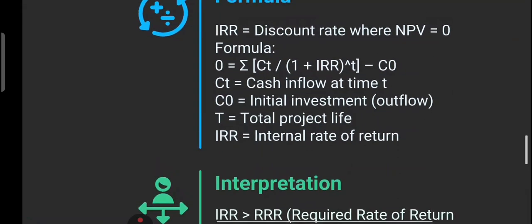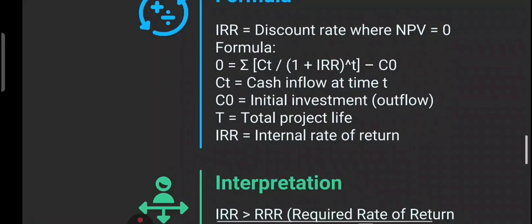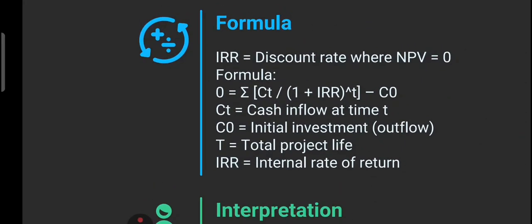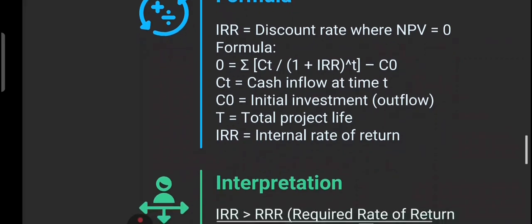What is C naught? C naught is the initial investment, which means the outflow. Obviously you must have invested initially, that is the outflow, and T is the total project time. Capital T is the total project life, or small t, whatever you call it. And one more thing, IRR is the internal rate of return. So this is the formula that we use to compute the IRR.